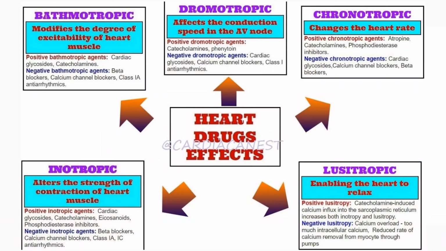There are different effects on the heart from inotropes and vasopressors. I suppose we mostly talk about chronotropic and inotropic effects, but there's also bathmotropic, which modifies the degree of excitability of heart muscle. And there's dromotropic, which affects the conduction speed in the AV node. And then chronotropy, which changes the heart rate. Lusitropic, enabling the heart to relax. And then inotropy, which alters the strength of contraction of heart muscle.